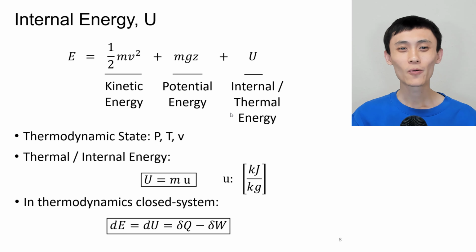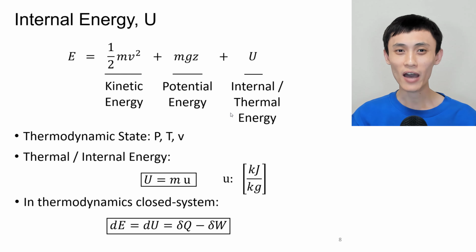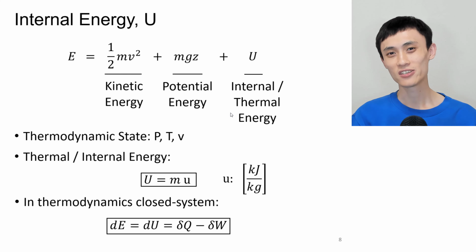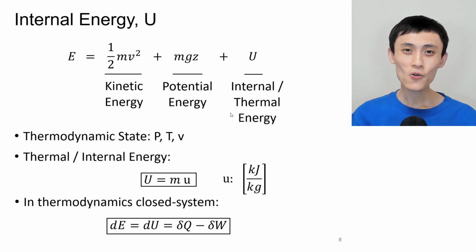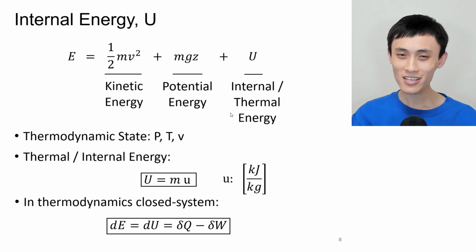So in mechanical, we have kinetic energy, potential energy, and also internal energy. However, in thermodynamics, we probably only use internal energy so far. So it turns out to be our dE is going to be dU, which is internal energy. So our first law is going to be dE equals to dU equals to dQ minus dW. So that's our first law, dU equals to dQ minus dW.